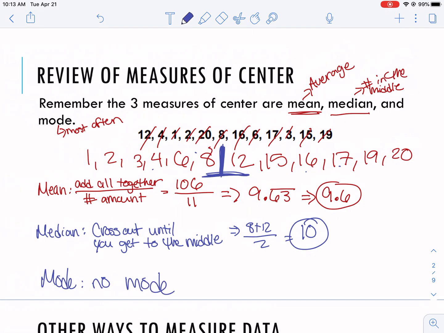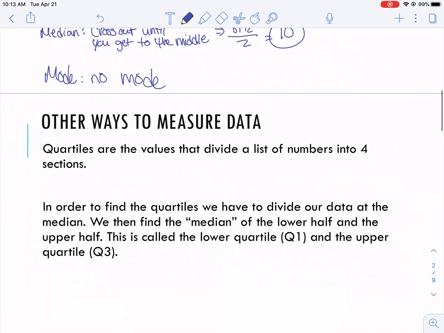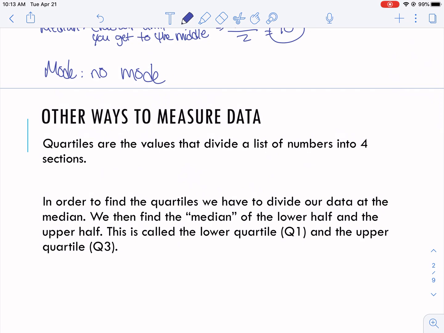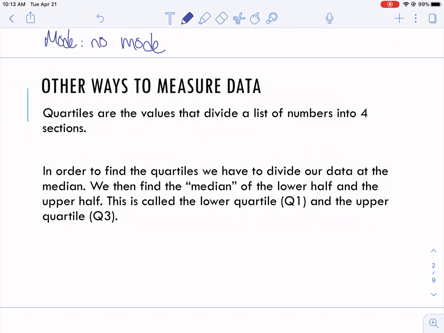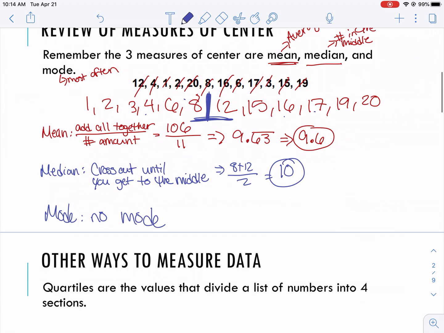Okay? All right. So now there are two other things we're going to look at to measure our data. These are called quartiles. What the quartiles do is they divide the data into 4 separate sections, and we use that to graph box and whisker plots, where we have something called the lower quartile, which is quartile 1, and the upper quartile, which is quartile 3. So I'm going to use the same data set here.